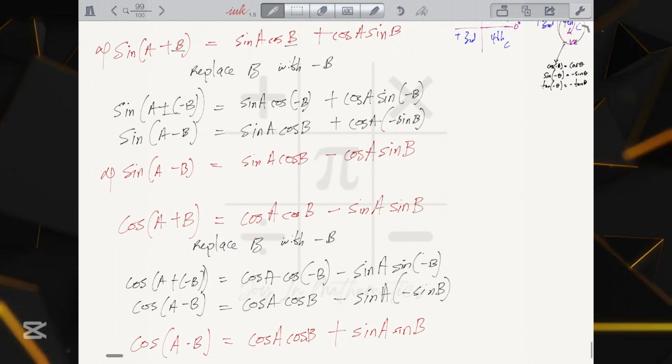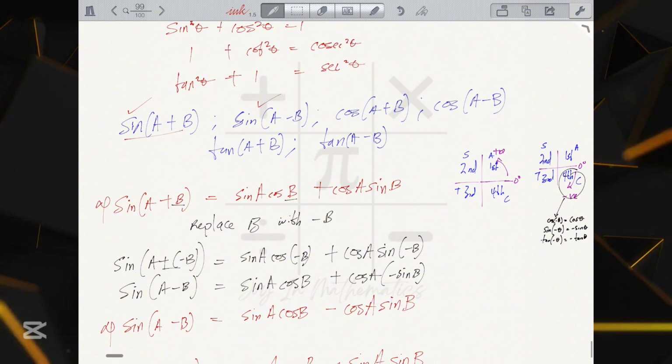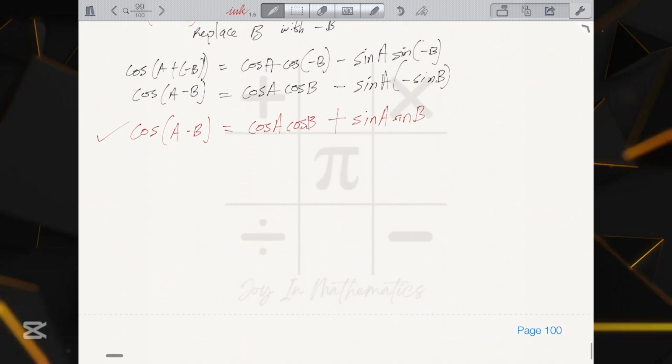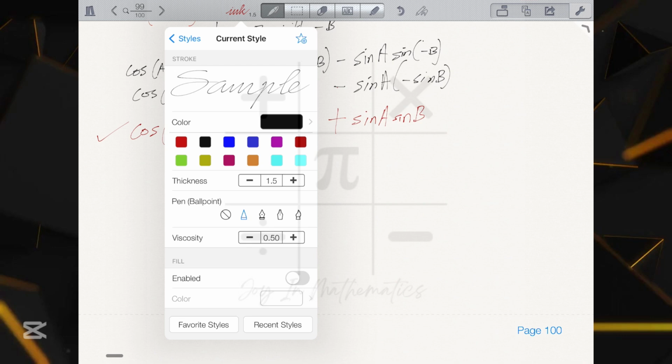Now we have found sine a plus b and sine a minus b. I've also expressed cos a plus b and cos a minus b. So we have the values for cos a plus b and also cos a minus b. Now let's simplify for tan a minus b.